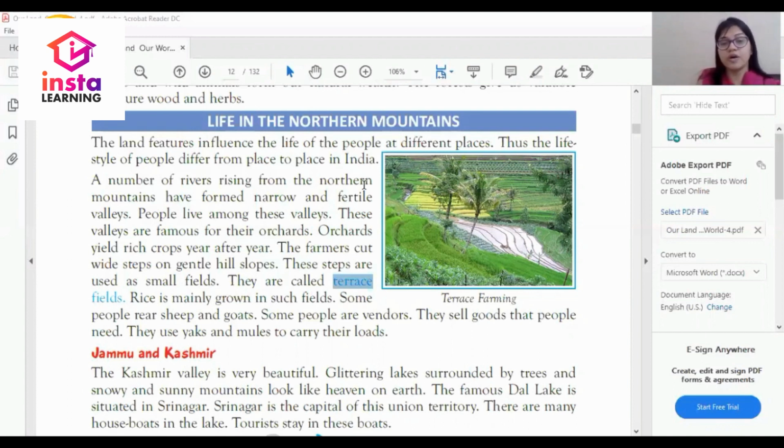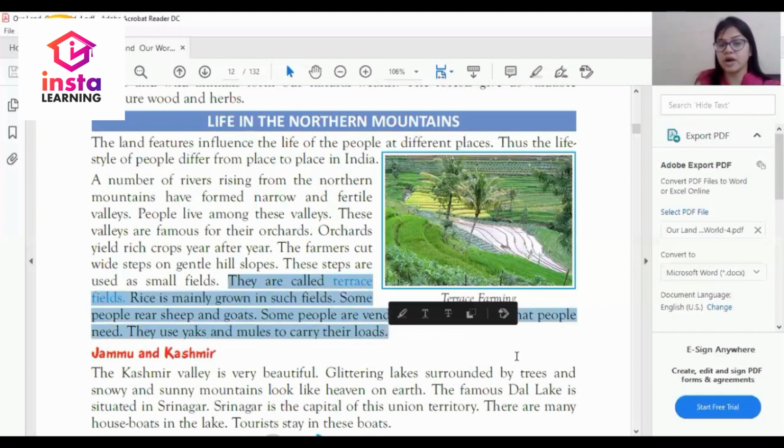So, what are the examples of terrace field? What kind of things are grown in these type of fields? Rice is mainly grown in such fields. Some people rear sheep and goats. As you can see on my screen, I am highlighting it.